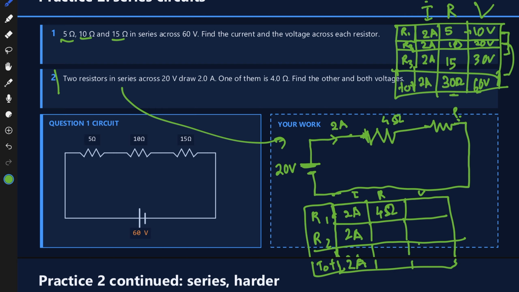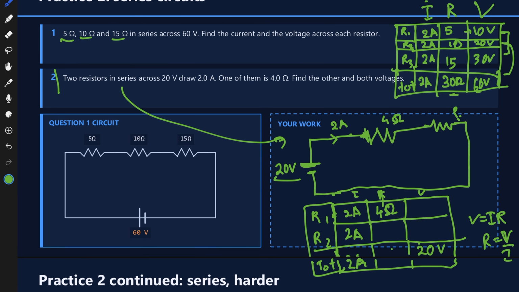For voltage, the total voltage is 20 volts. So that's in the total section. And we know that I is equal to V over R, or V is equal to IR, and R is equal to V over I. So the total resistance here is going to be 20 volts divided by 2 amps, or 10 ohms. Which means since both of these need to add up, this one has to be 6 ohms, right? 4 ohms plus 6 ohms gives you 10 ohms.